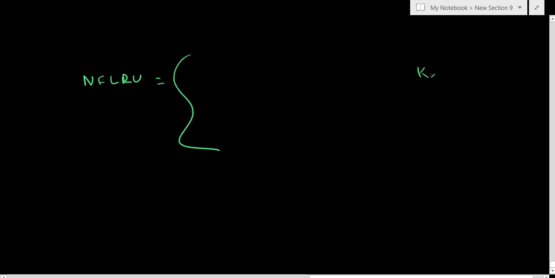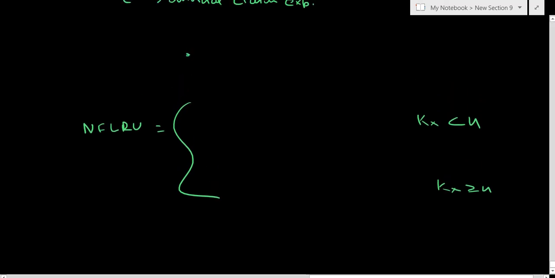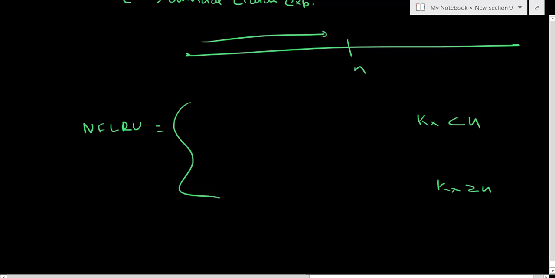The two parts are when kx is less than n and when kx is greater than or equal to n. And the reason I did this is because your premiums are only payable till time n, and your benefits are only payable from time n. So if this person dies here, there are no benefits, and if this person dies here, there are no premiums, right?